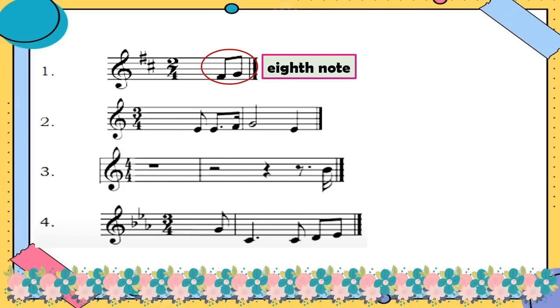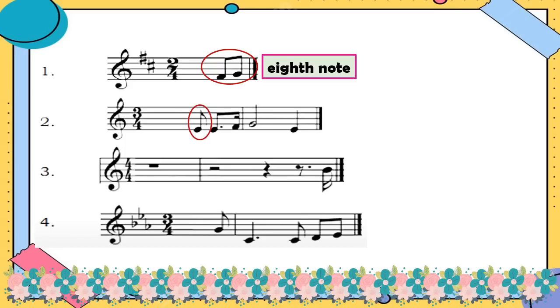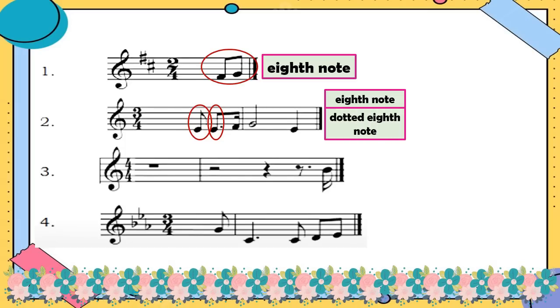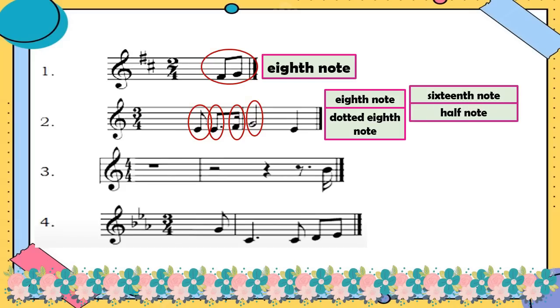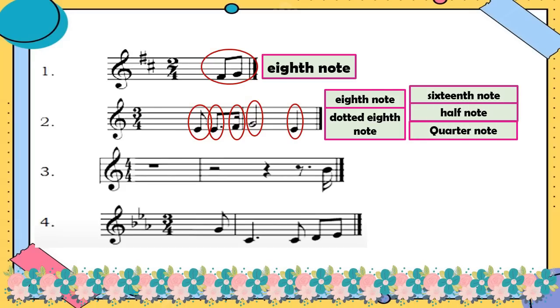Number 2. What kind of notes are the following? Very good. This note is an eighth note. This note is a dotted eighth note. This note is 16th note. This note is half note. And the last note is quarter note.